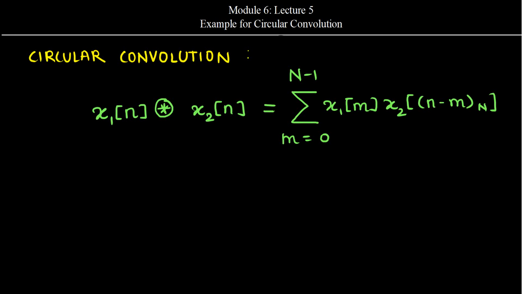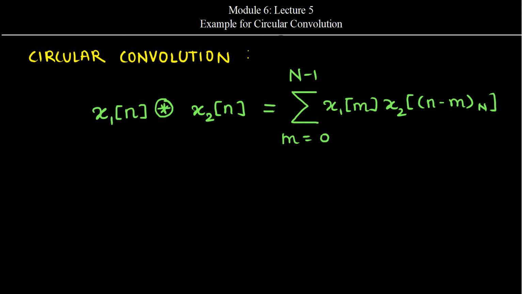In the previous lecture, we had introduced the concept of circular convolution and derived its expression, which is given as x1 of n circularly convolved with x2 of n is equal to summation m running from 0 to N minus 1 x1 of m into x2 of (n minus m) mod capital N.